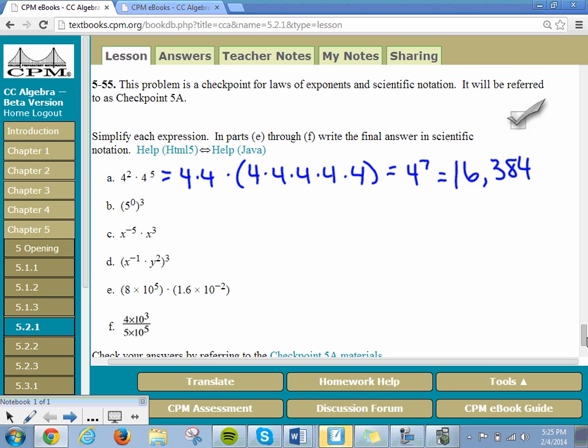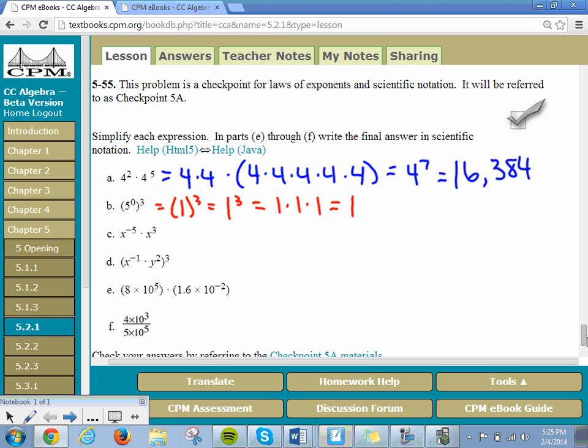In B, you need to understand your order of operations. That being, you need to take care of what's inside the parentheses first. All right, and then a special property is anything to the 0 power is 1. If you were to put 5 to the 0 into your calculator, you would get 1. So we have 1 to the 3rd, which is just 1 times 1 times 1, which is equal to 1.